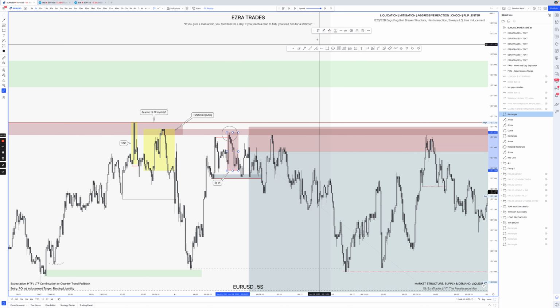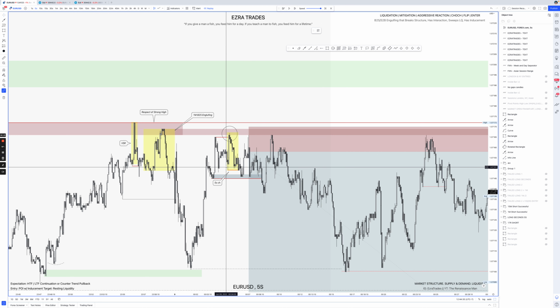Once again, here you can see another V-shaped recovery on the 5 second time frame. Immediately we have a change of character bearish. So now what we have here is 1 minute is bearish, right? Well, we've had a tap of the 5S refined.